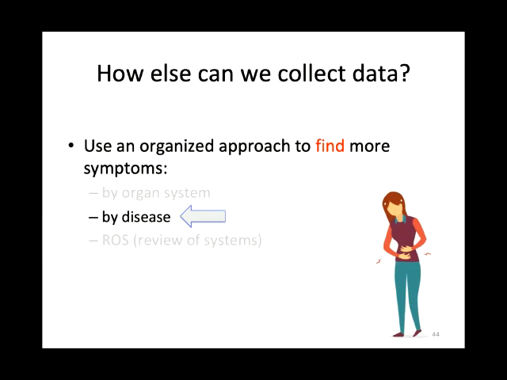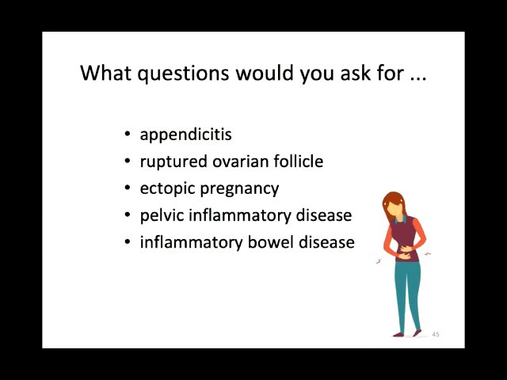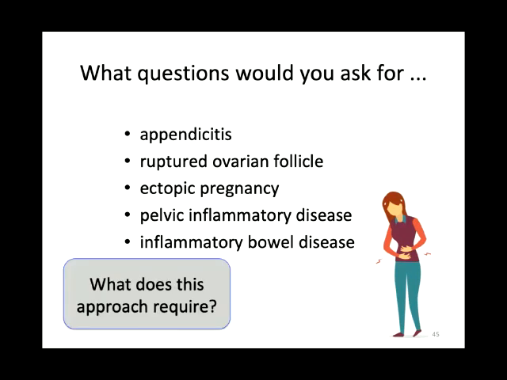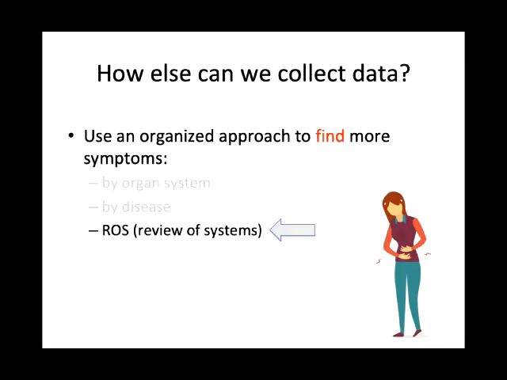We could also explore the symptoms by disease. So you could think of all the diseases that perhaps a female this age with abdominal pain might have. And this is a little bit more difficult because this requires that you possess the knowledge of the diseases in order to ask the questions about the disease. And finally, you could do a review of systems.